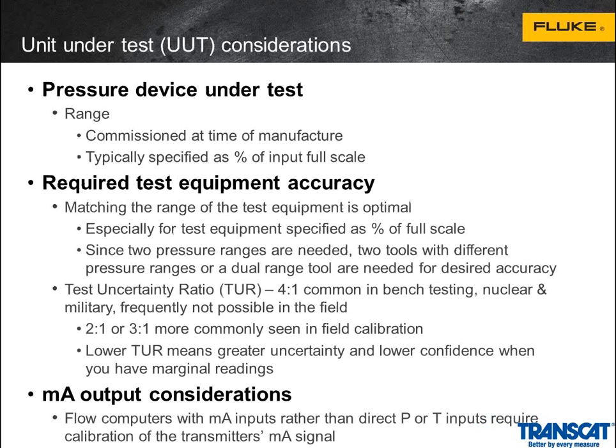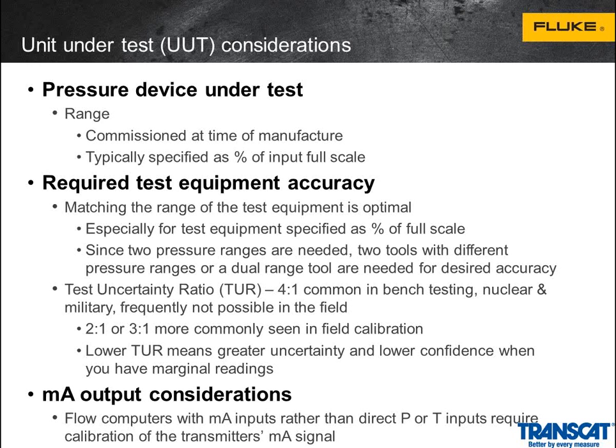So let's talk a little bit about the unit under test. The pressure device under test has a range. It's usually determined at the time of manufacture and is also specified as a percent of input full scale. So we talked a little bit before about picking your calibrators, to say okay, it has to be as low as I can possibly get it. Well, the optimal thing to do is to actually match the range of your test equipment, because that is the lowest possible range. So if you're going to do your calibration from 0 to 1500 psi on a Rosemount 3051, the best calibrator you would have would also be from 0 to 1500.